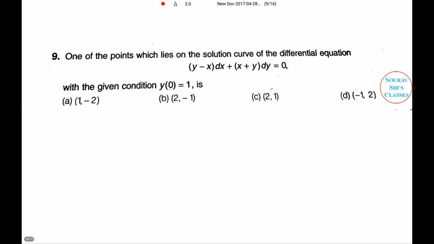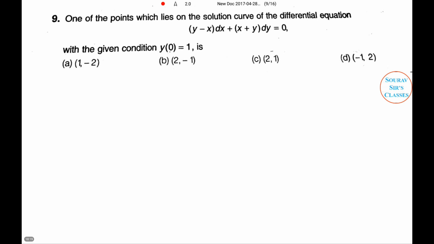This one is also based on calculus. They have given one of the points which lies on the solution curve of the differential equation (y minus x) dx plus (x plus y) dy with the condition y(0) equal to this. So which of the points will be on this? That's our question. So this is the important expression. So all we have to do is to solve it. Okay. So let's solve it.